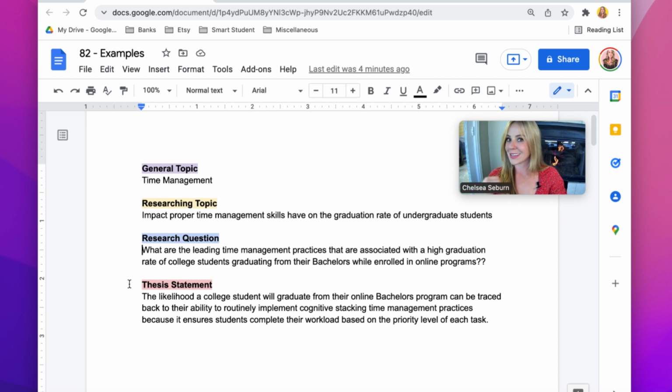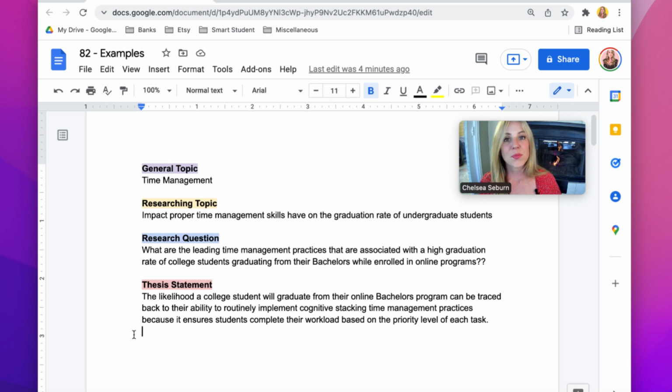Now what you do is go do more research and answer this question, because your answer is going to be the basis in which you build your thesis statement from. And so our thesis statement might read something like this. The likelihood a college student will graduate from their online bachelor's program can be traced back to their ability to routinely implement cognitive stacking time management practices because it ensures students complete their workload based on the priority level of task.